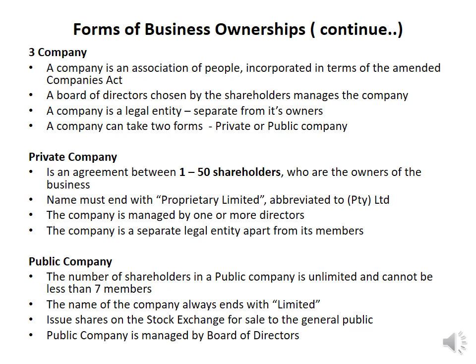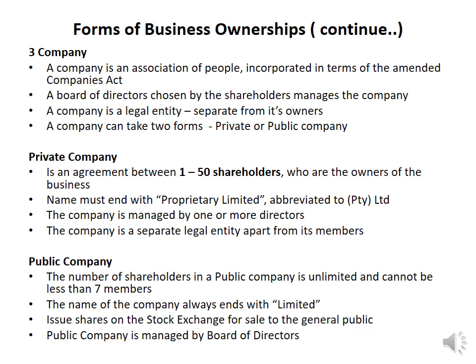From the private company's side, a private company is an agreement between 1 to 50 shareholders who are the owners of the business. And the name of the company must end with Proprietary Limited, abbreviated PTY Ltd, at the end of the name of the business. The company is managed by one or more directors, and also the company is a separate legal entity apart from its members. So any debts that are incurred by the business, the members are not liable for those debts. So the company will have to pay its own debts as well.